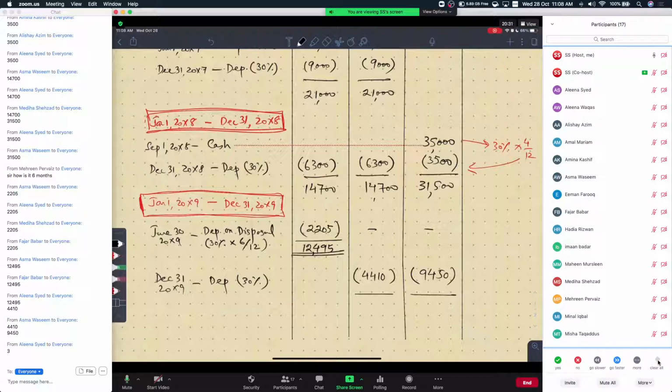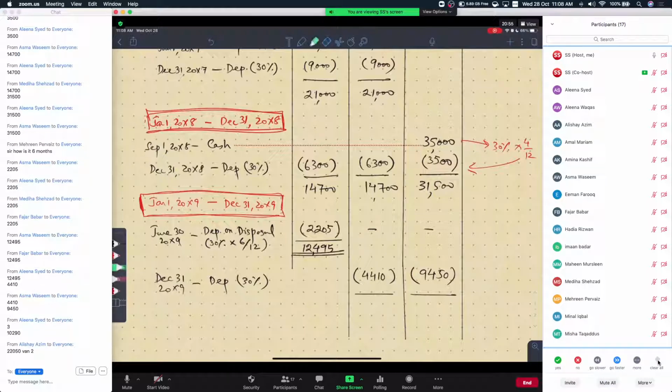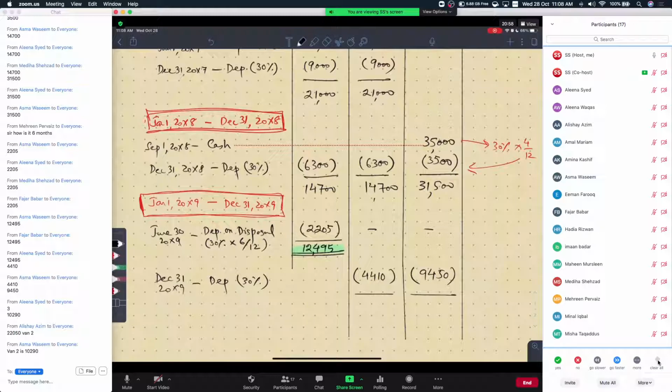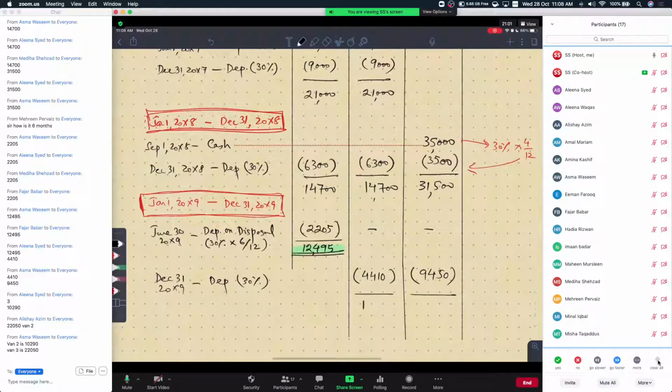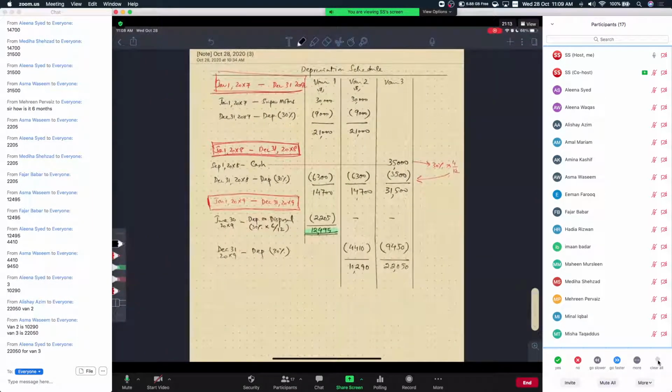Okay, so we understand that the rest of the two vans will continue to exist, their columns will continue to exist, but van one's column will cease to exist, that is over, so we can even get rid of this right here. So what are the net book values now for van 2 and van 3? Van 2 is 10,290. Thank you, Asma. And van 3 is 22,050. Right? So this depreciation schedule continues to move on just like that.